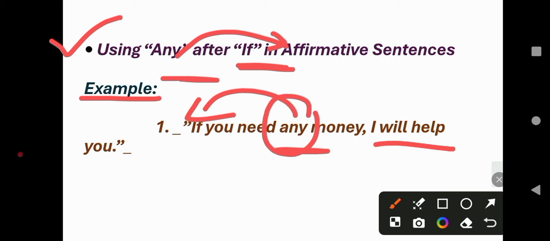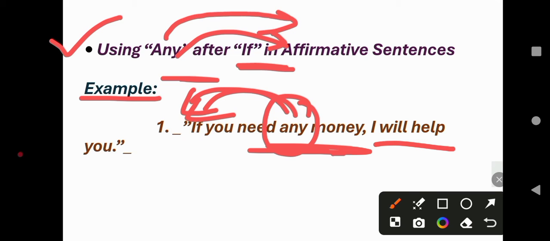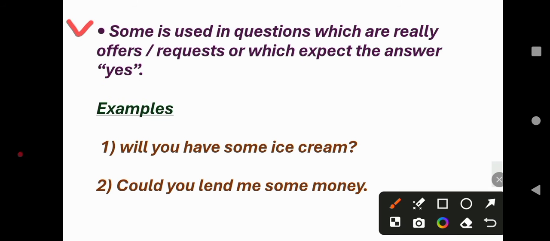So why does any work here? Using any after if in this sentence works to show that the condition of needing money is open-ended, indicating that the offer of help is unlimited. It makes the sentence sound more polite and generous. So remember that when using any after if in the affirmative sentence, you are showing that a condition or situation is open or unlimited.